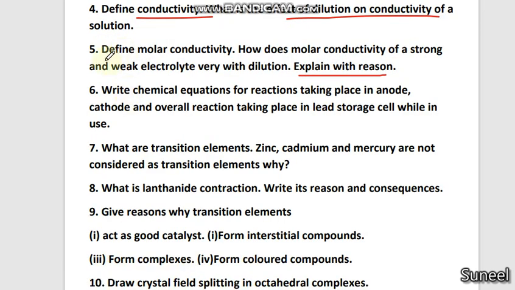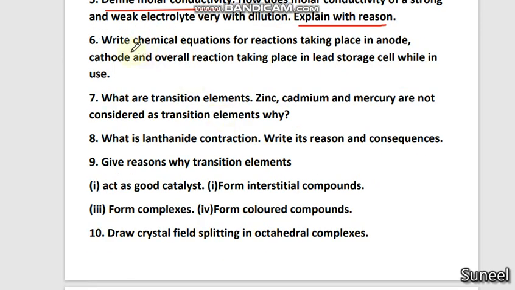Fifth, define molar conductivity. How does molar conductivity of a strong and weak electrolyte vary with dilution? Explain with reason. Question 6. Write chemical equations for the reactions taking place at anode, cathode, and the overall reaction in lead storage cell.